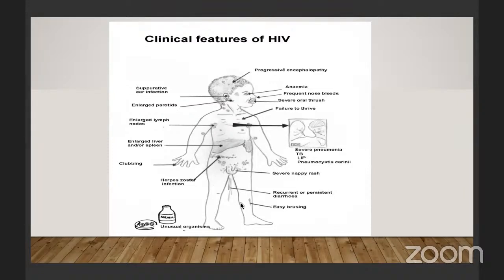Dermatologically, they can present with seborrheic dermatitis, angular cheilitis, fungal infections of the skin as well as of the nails, herpes zoster infection. They can also present with clubbing. Hematologically, they can present with easy bruising secondary to thrombocytopenia.